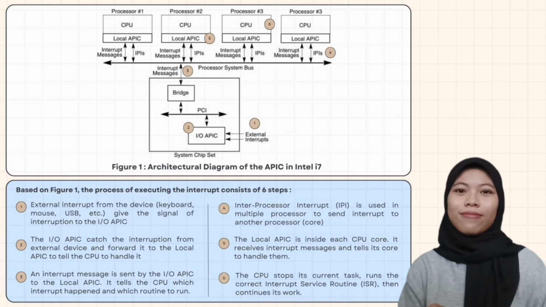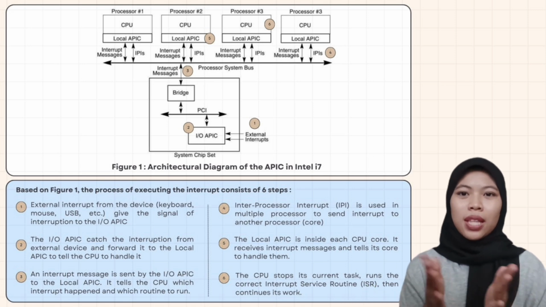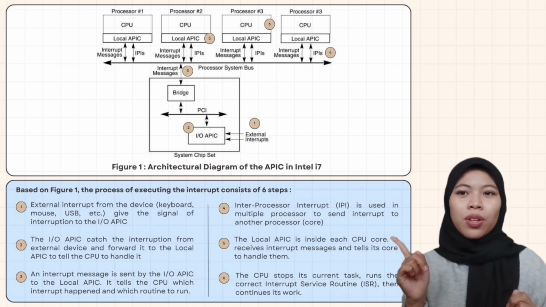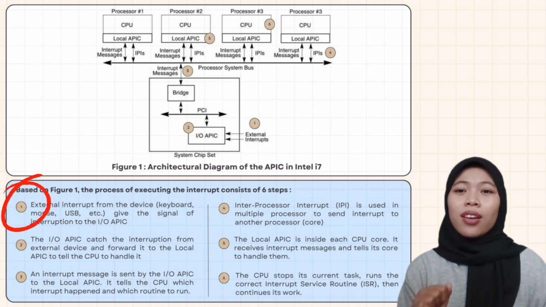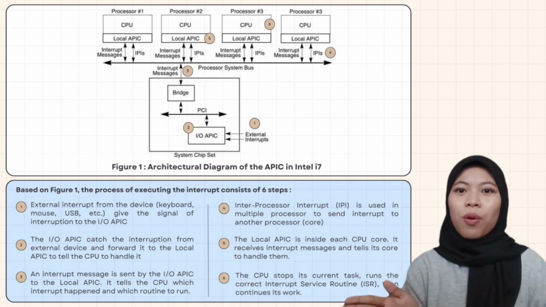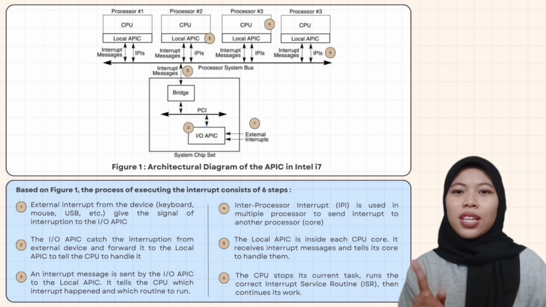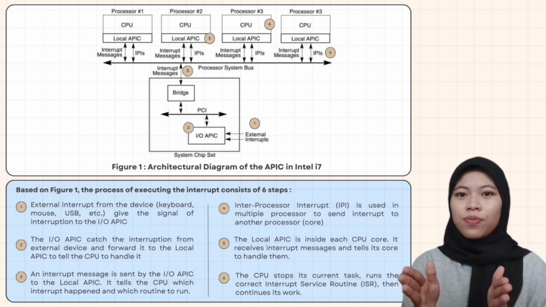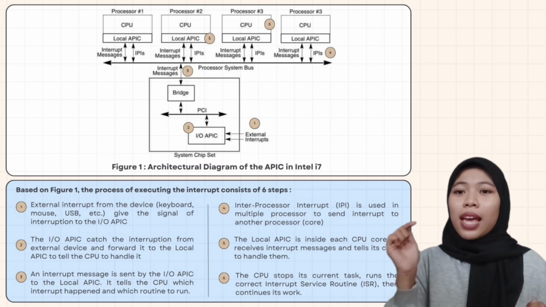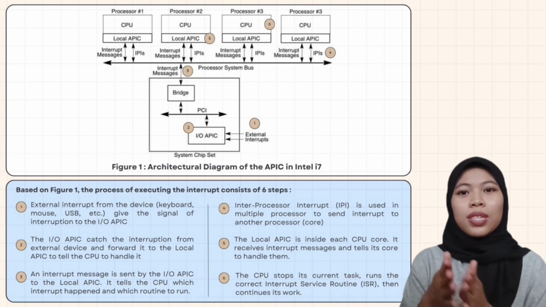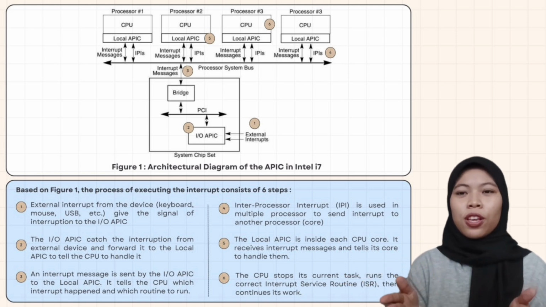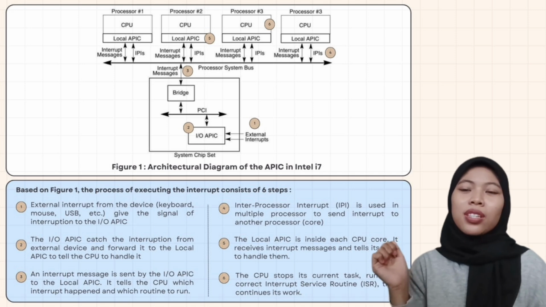Now, we will explain how the EPIC diagram works step by step. We will also give simple examples to make it easier for you to understand. Let's begin with step 1. External interrupt, or what we call IRQ, interrupt request. This is a physical electrical signal that notifies the system that attention is needed. For example, you press the letter A on the keyboard. At that moment, the keyboard sends an IRQ to the system to get the CPU's attention. It's like ringing the doorbell to get someone to open the door.